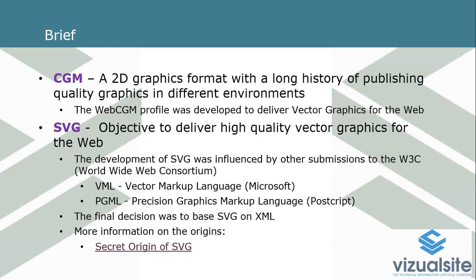But basically there were different formats trying to become the standard vector format for the web. One of them was from Microsoft called VML, and the other was PGML, Precision Graphics Markup Language, which is very similar to Adobe's PostScript. But in the end, the final decision was to base SVG on XML. So SVG looked at these formats and decided to create it based on XML. That's a very, very brief history, but as I said, you can find more information there.